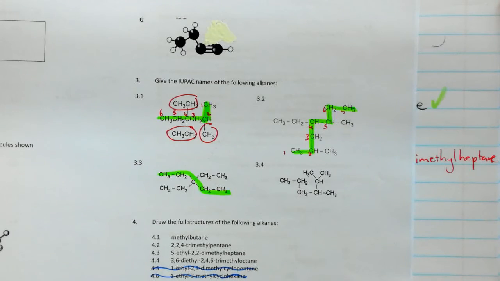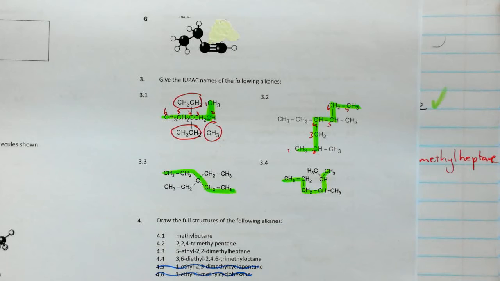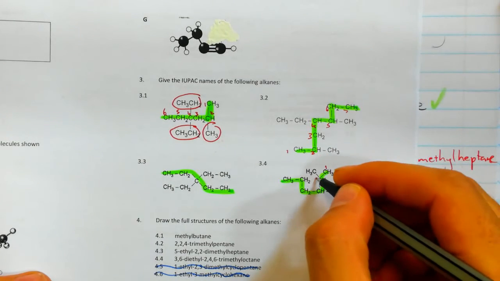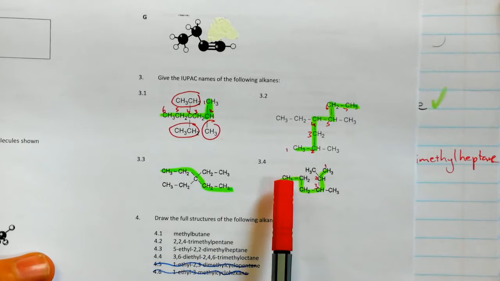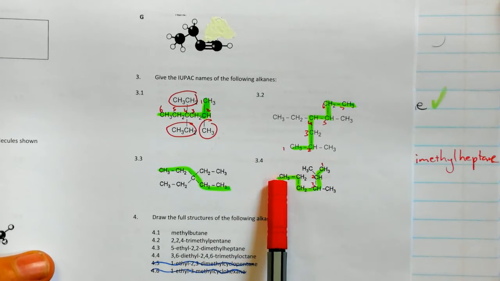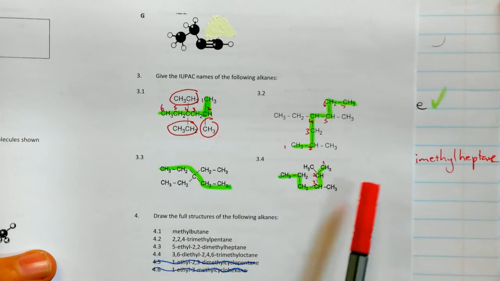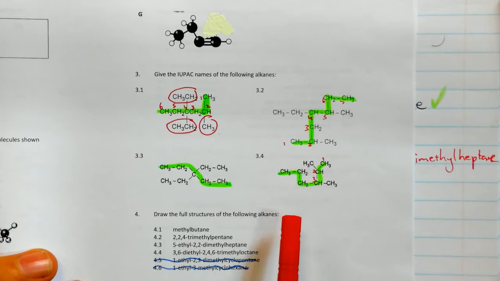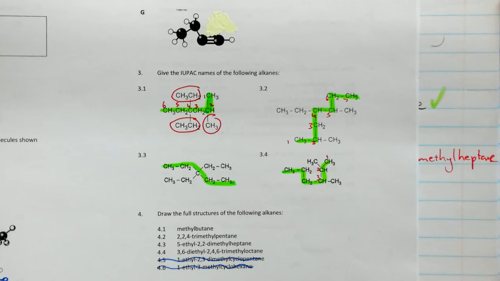The longest chain here would be like that. And we start numbering from the right hand side. So that's number 1, number 2, number 3, and so on. Why didn't I number from the left? Because if I were to number, thank you, Christian, if I were to number from the left, it would be 1, 2, 3, 4, and then I have a substituent group. If I number from the right, it's 1, 2, I already have a substituent group. So whichever gives you the lowest number for your substituent groups.